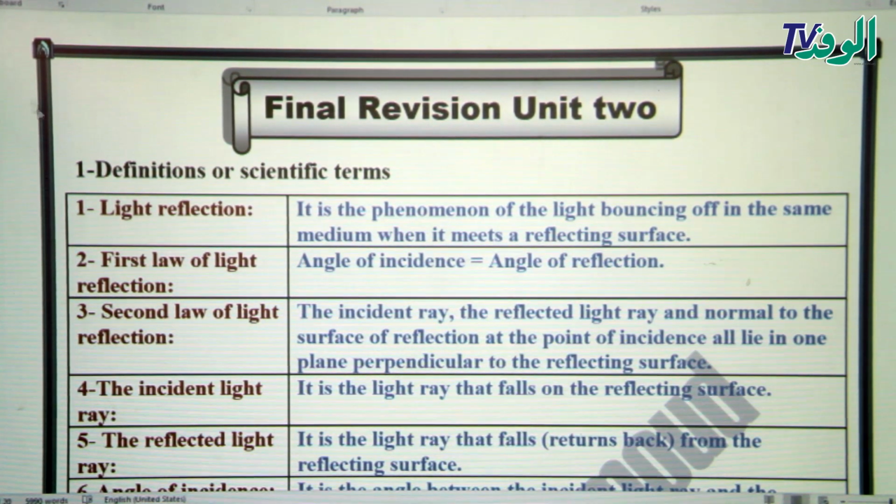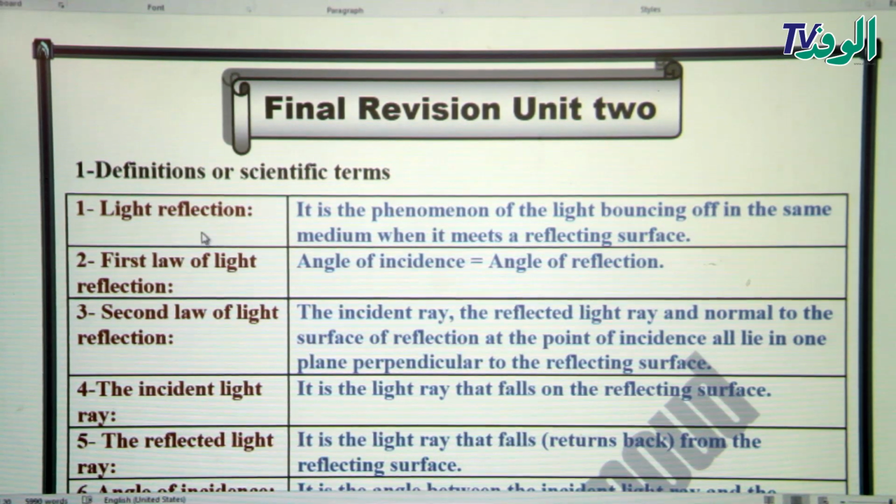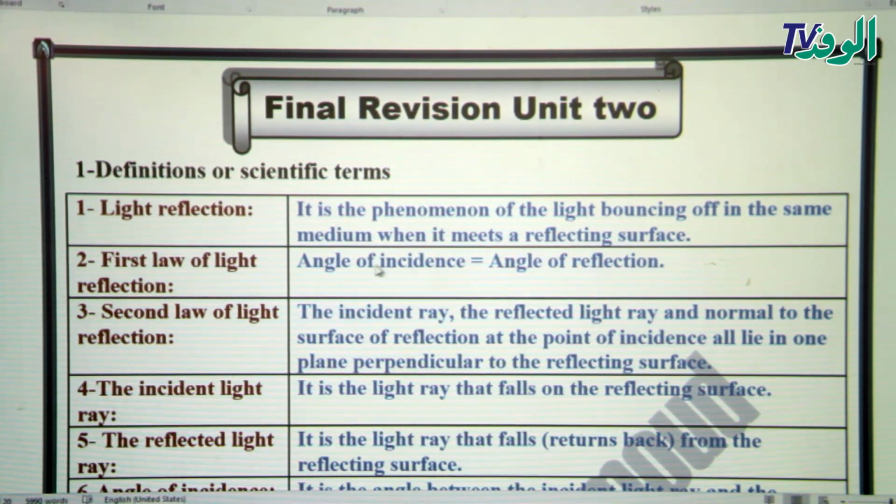What's meant by the light reflection? Of course, this is one of the most important principles on which mirrors depend. The light reflection is a phenomenon of the light bouncing off in the same medium when it meets a reflecting surface. This is the light reflection.